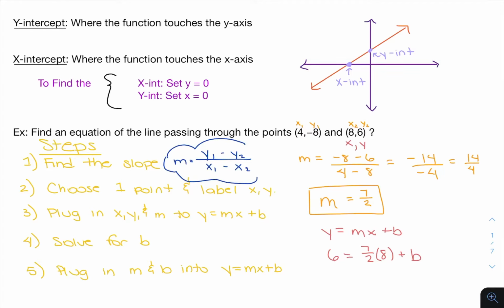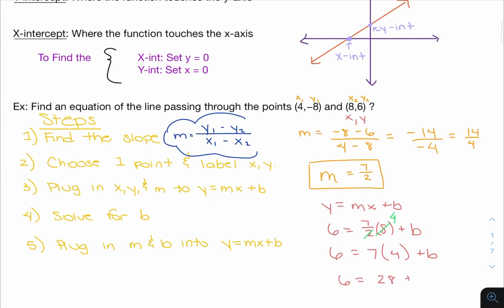One way of simplifying this would be by taking 8 and dividing it by 2. So we can take this and simplify it. 8 divided by 2 is actually 4. So this would simplify down to 6 is equal to 7 times 4 plus b. And now all we have to do is just solve for b. So we have 6 is equal to 7 times 4, which is 28, plus b.